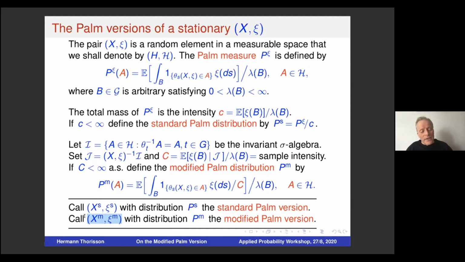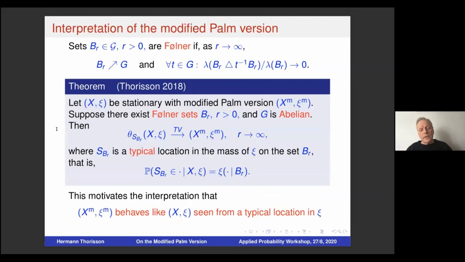because I'm going to show you a theorem saying that this modified version is really what describes the original stationary thing seen from a typical location in the mass of psi. Okay, so here is that theorem, and I'm skipping the proof, and if you would like to see some of it, I have it after this slide, or maybe we do something else. But let me go through what comes out of this.